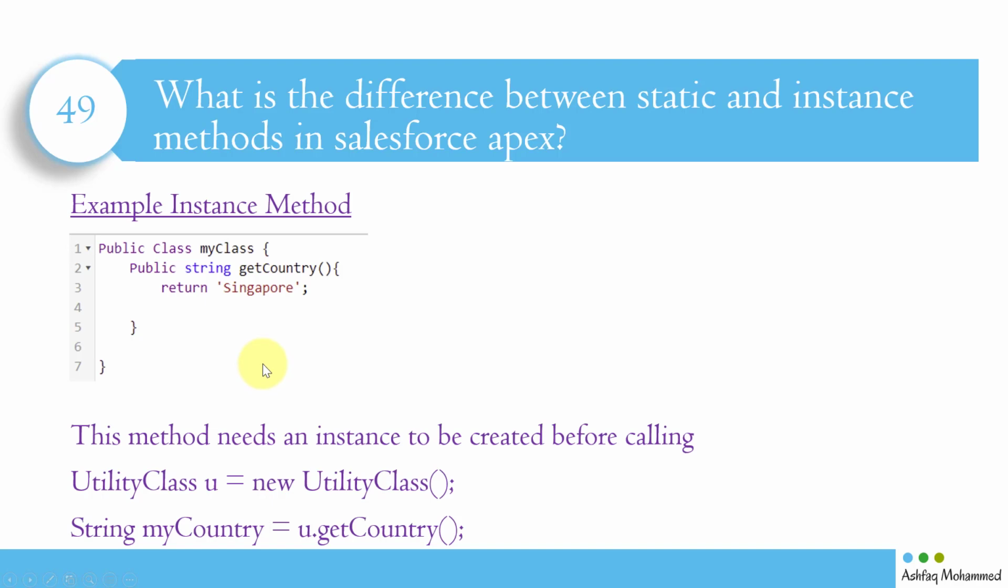Why am I saying it's important? Because in future videos, we will be learning how to avoid recursive triggers, right? There we will use static variables. Here I'm showing you methods, but we can use static variables also, which is very important. So you should know how we create static versus instance methods, or static versus instance variables.